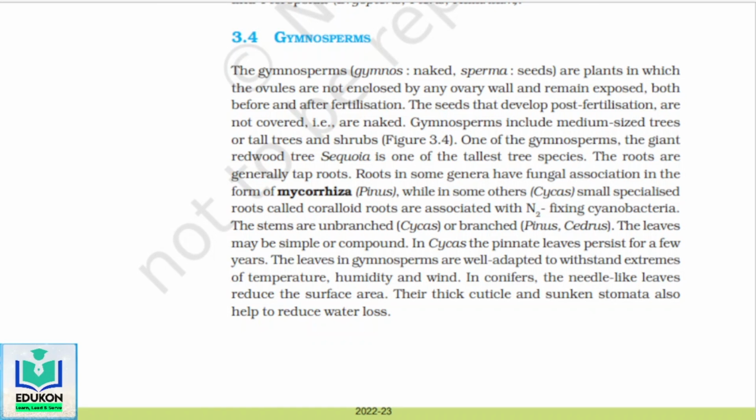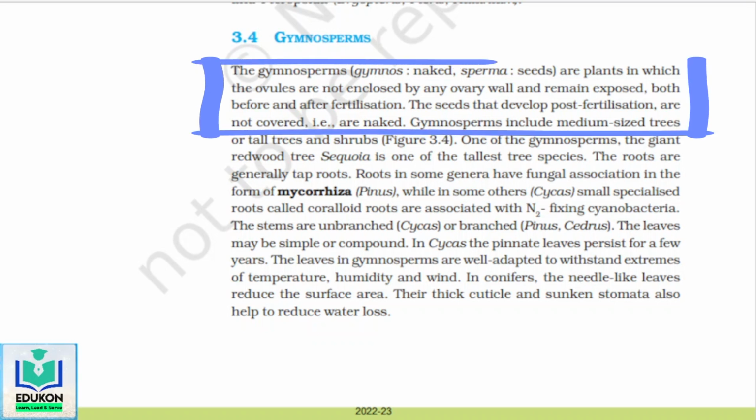Coming to Gymnosperms. The Gymnosperms are plants in which ovules are not enclosed by any ovary wall and remain exposed both before and after fertilization. Okay, this is the main concept in Gymnosperms. Here the meaning of Gymnosperm is mentioned: Gymnos means naked, sperma means seeds.